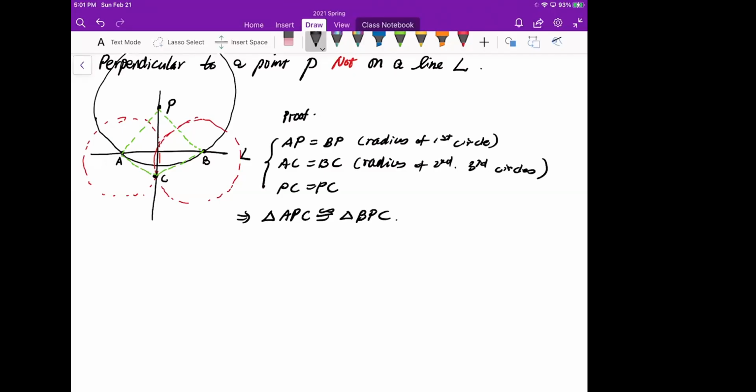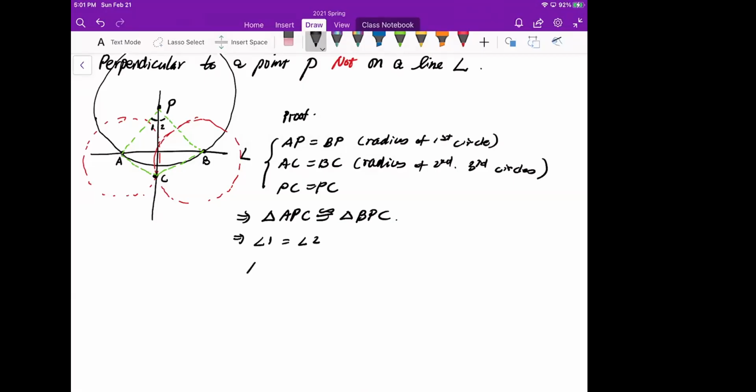But that does not mean we have proved the perpendicular yet. I need one more step. If that's the case, then this implies that angle 1 equals angle 2. Let me show you what's angle 1. Angle 1 is here, so that's my angle 1, and this is my angle 2, right? Now I use angle 1 and angle 2, and I can do the following.